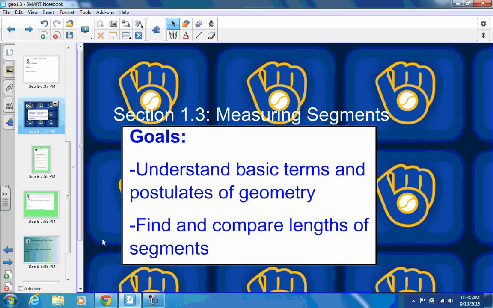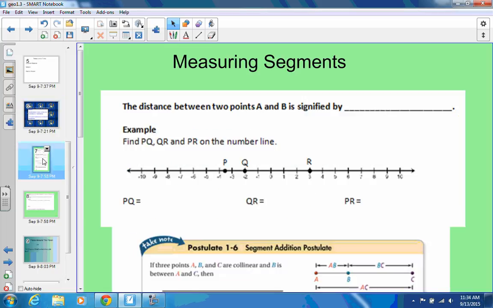Find and compare lengths of segments. Not overly challenging, but there are some specific things to make sure that you are precise when you're doing geometry with segments. So let's start off, and you can follow through with this on your notes. It's very similar. The postulate that I don't have listed on here is called postulate 1.5.